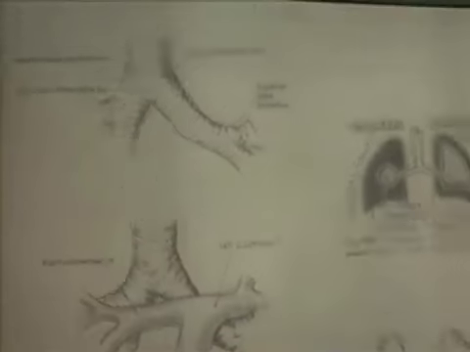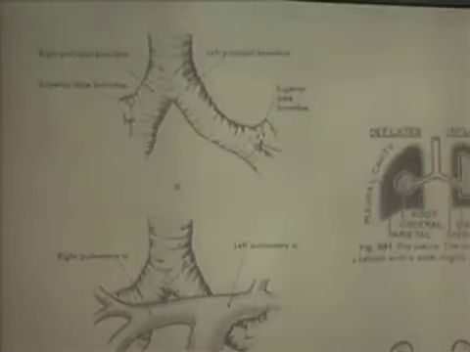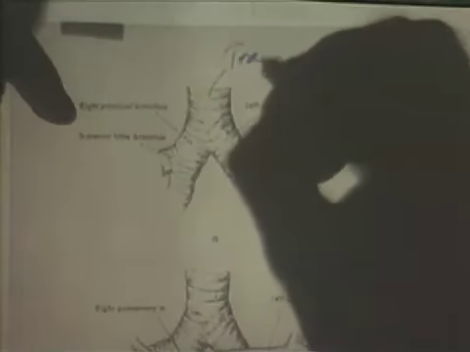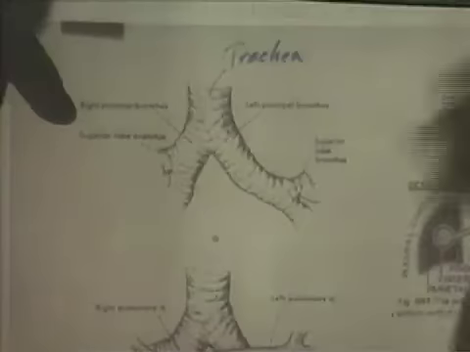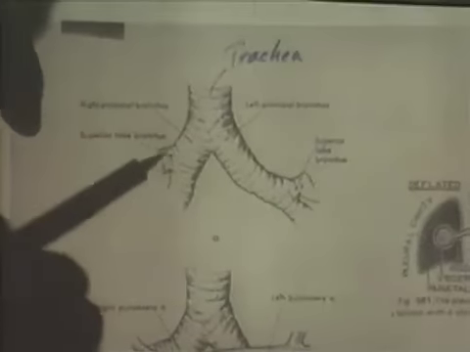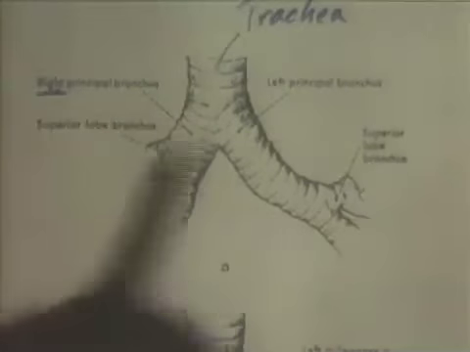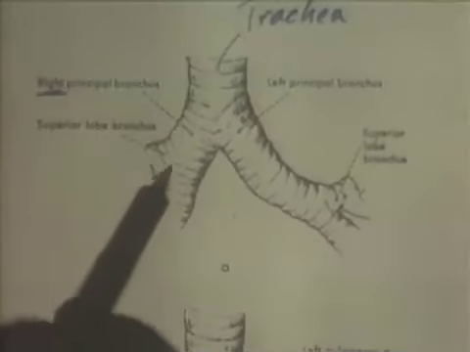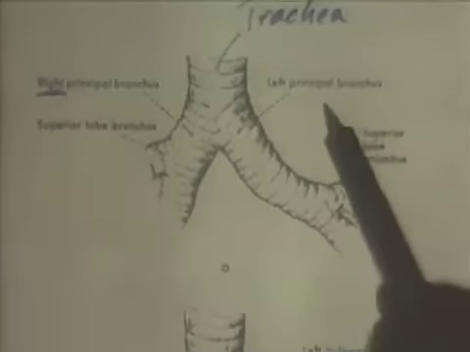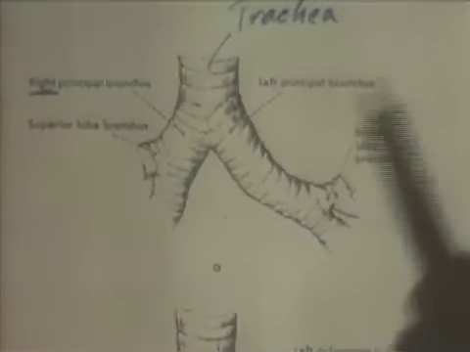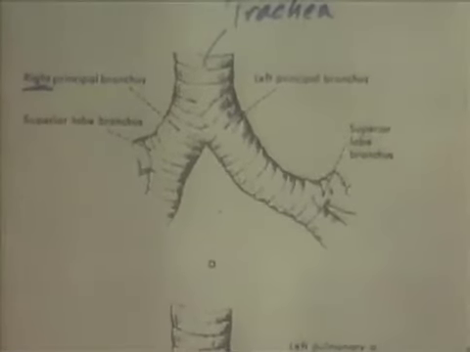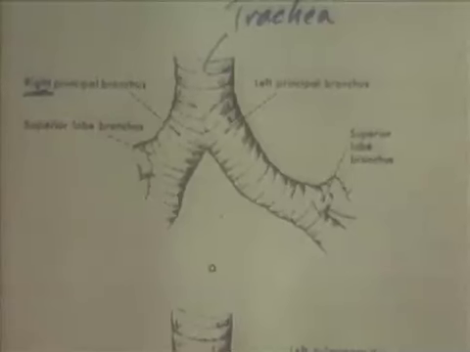Here, the first thing I want you to notice is this area is the trachea, of course. You'll notice that as the trachea comes down and divides into the principal bronchi, the right side is much larger in diameter and shorter. The left principal bronchus is narrower and longer. That really sets the tone for this area.